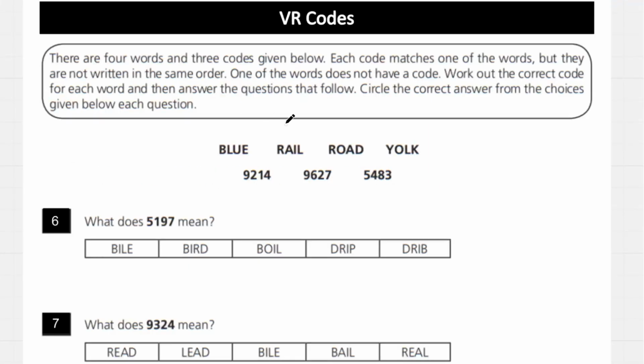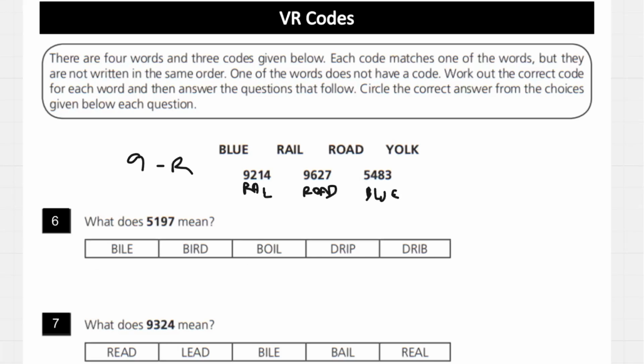Let's match up over here. We have in common R and R, which means 9 definitely has to be R. And then we have A seems to be 2 because we get it second and third. So this one has to be rail. This one has to be road. This also means that one is 4, 8, 3. We've got L second, which means this one is going to be blue. So those are all of our codes figured out.